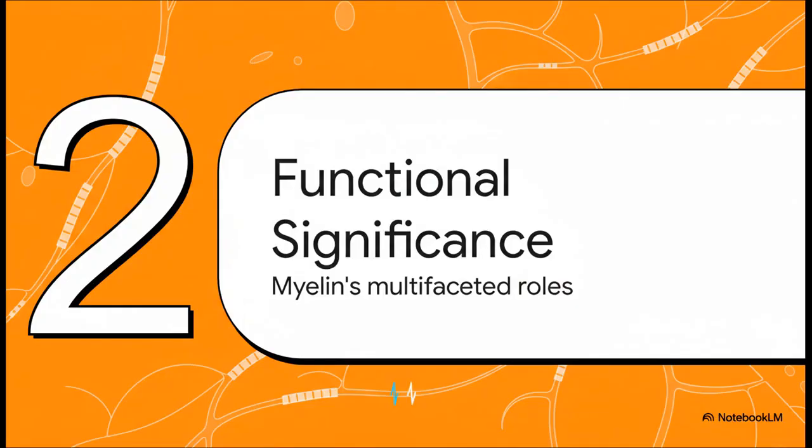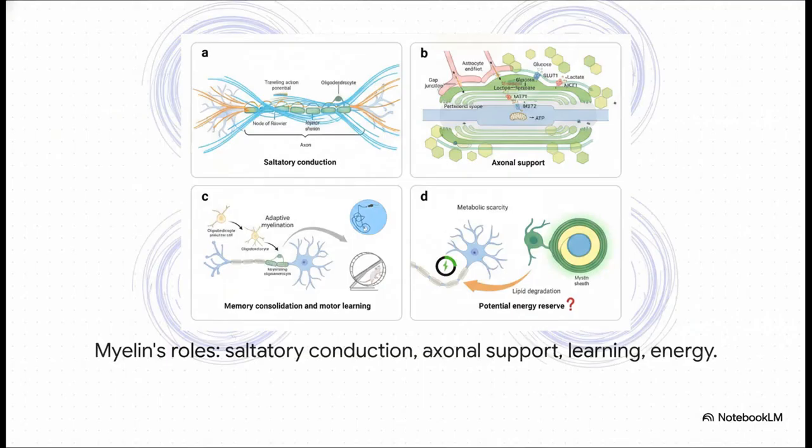So, if myelin is more than just insulation, what exactly are its functions? Well, its contributions to the physiology of the central nervous system are proving to be far more extensive than we previously understood. This schematic here gives us a good summary of 4 key functions of myelin. These include facilitating rapid nerve impulse conduction, providing metabolic energy to axons, contributing to learning and memory, and potentially serving as a lipid-based energy depot. Let's take a look at each of these in a bit more detail.